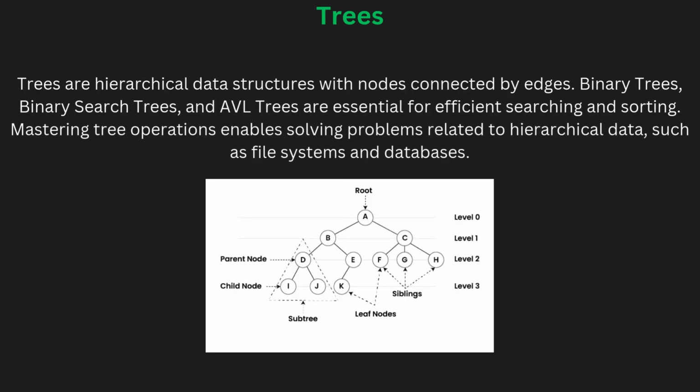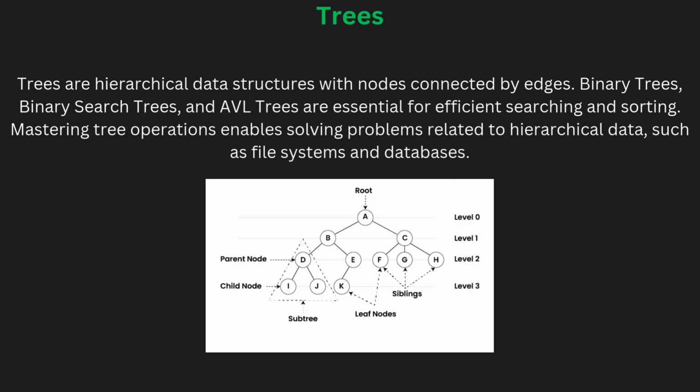So now, a tree is a hierarchical data structure consisting of nodes connected by edges, with a root node serving as the starting point. Each node may have multiple child nodes, and the structure represents relationships such as an organizational chart or a file system.